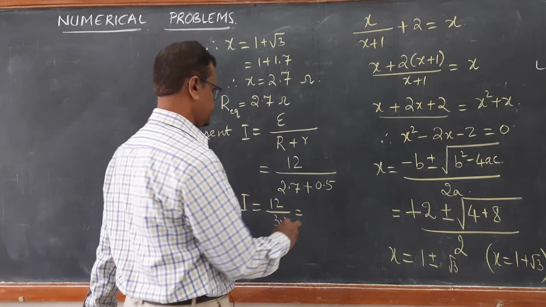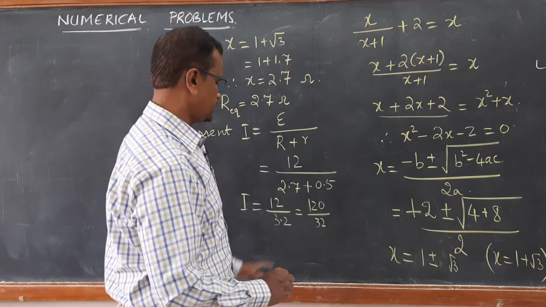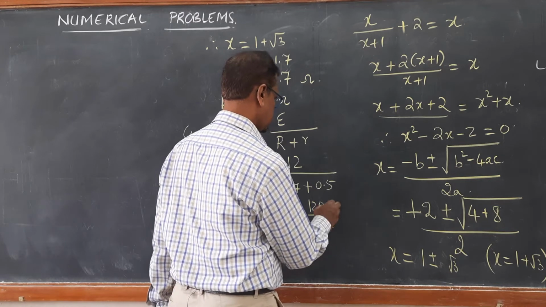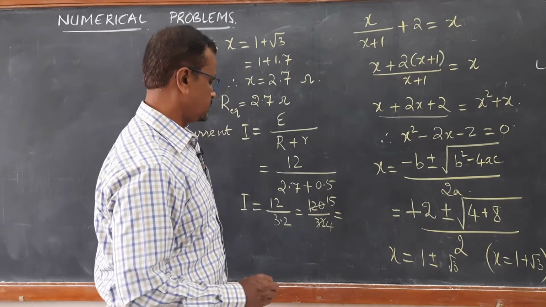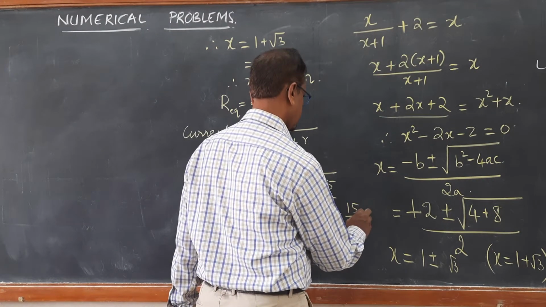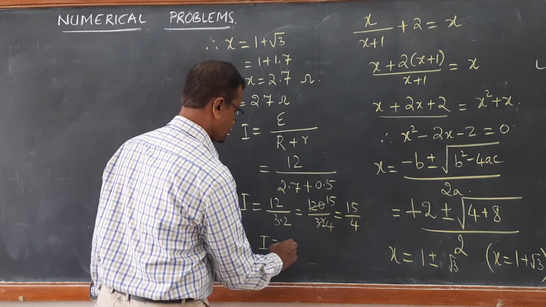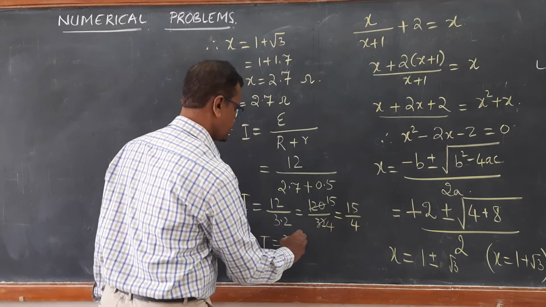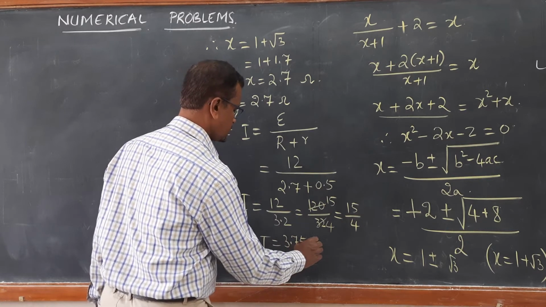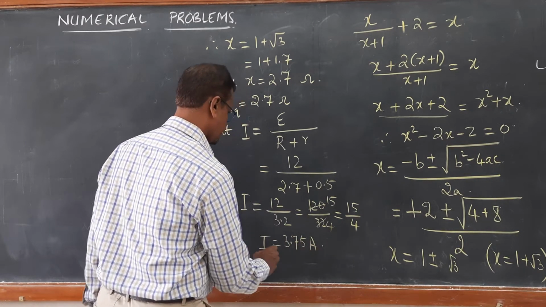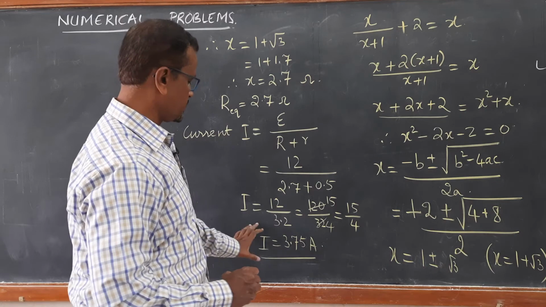3.2, if you take the decimal away, it becomes 120 divided by 32, which reduces to 15 by 4. So, that gives us the current. 4 3s are 12, 3 remains, 4 7s are 28, 4 5s are 20. So the current becomes 3.75 ampere. This is how one can calculate the current.